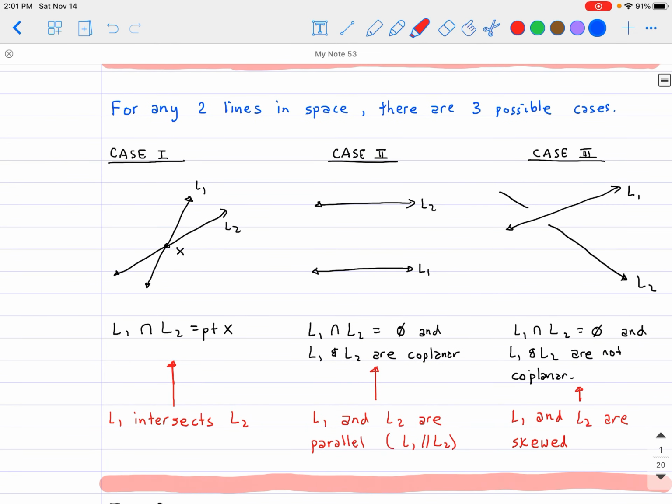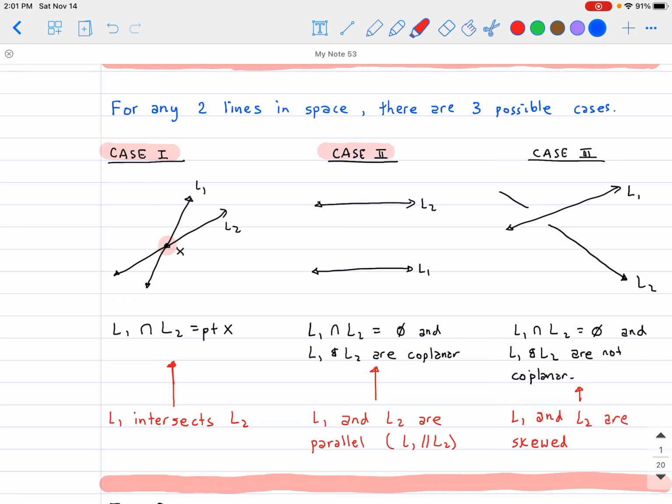In space, if you have any two lines, there are three possible things that can actually happen. Keep in mind that this is not 2D, but 3D. So this is kind of like in a room, for example. In case number one, you can have the two lines intersect each other. So line 1 is going to intersect line 2, and the intersection is going to be some point x. That means that those two lines are going to be coplanar.